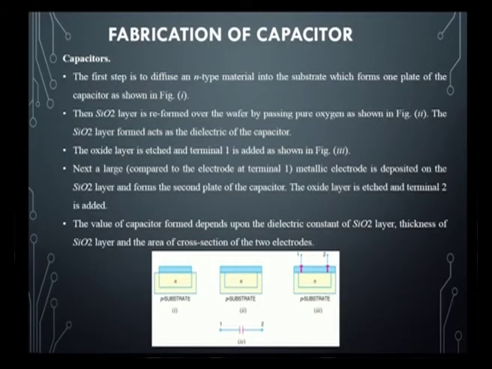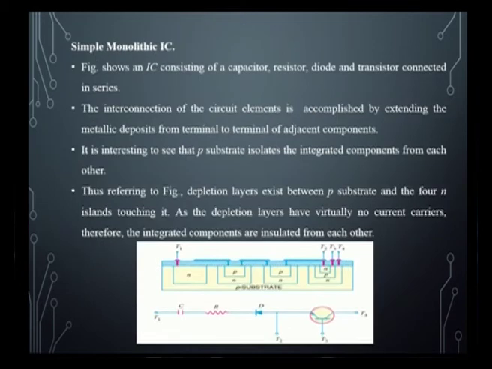The value of the capacitor formed depends upon the dielectric constant of the silicon dioxide layer, the thickness of the silicon dioxide layer and the area of cross section of the 2 electrodes. So, this is how the fabrication of a capacitor can be achieved with the help of monolithic IC fabrication. Next, how a simple monolithic IC looks.